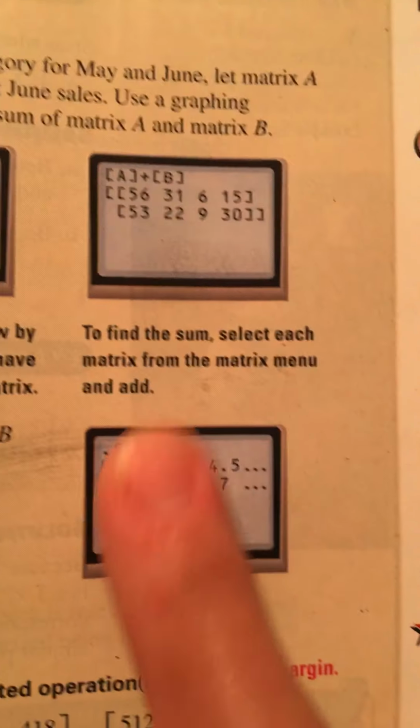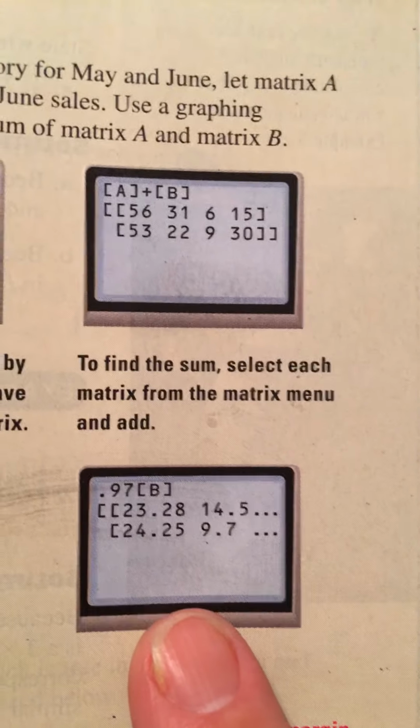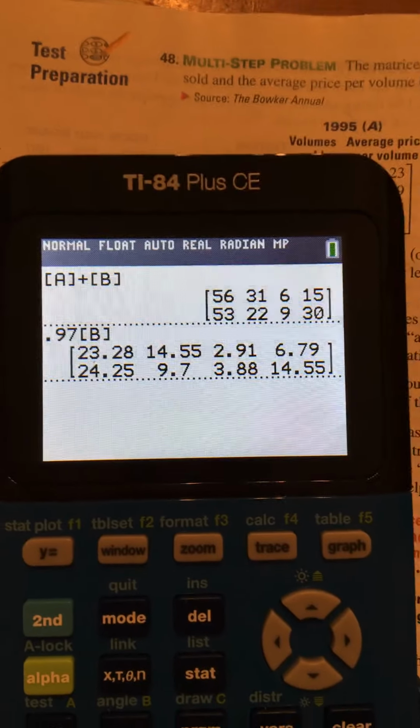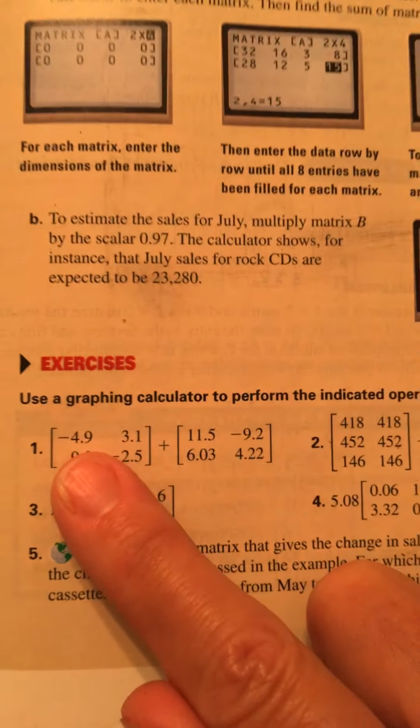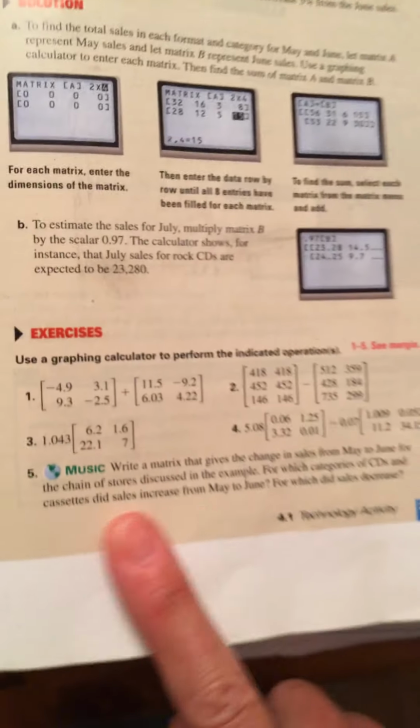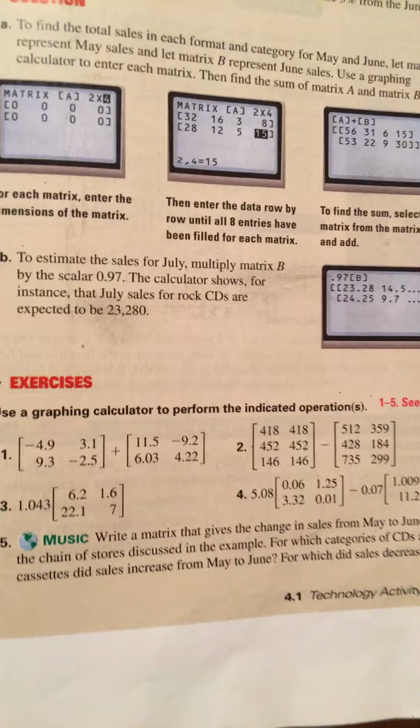And they have an old TI 82 or 83, and it doesn't show the whole thing. My fancy TI 84 shows the whole thing. So for your homework, if you're following along with this book, you're going to add them, you're going to multiply, and then you're going to figure out whatever that word problem is.